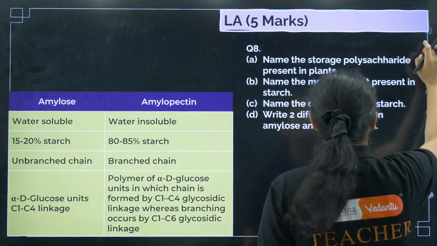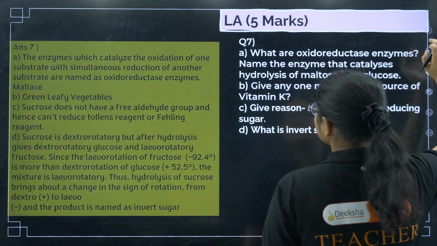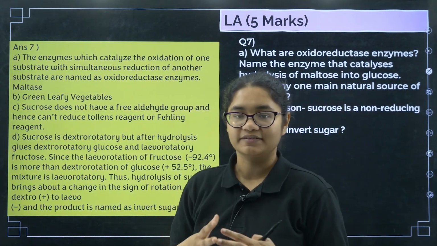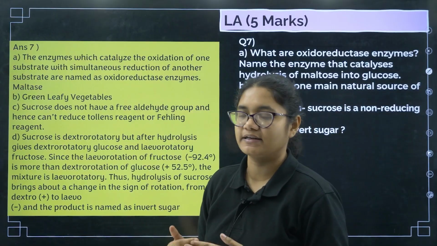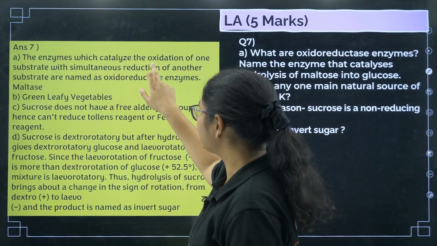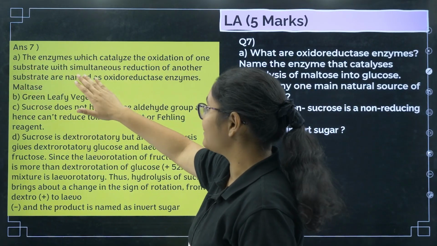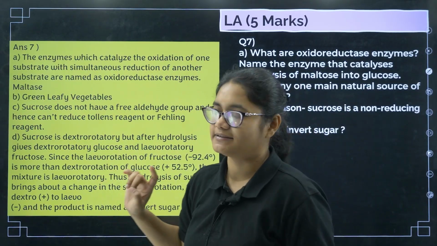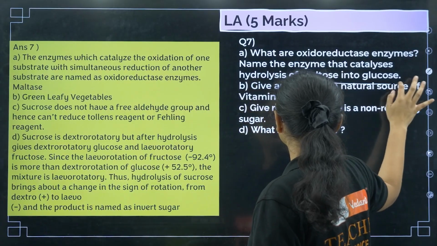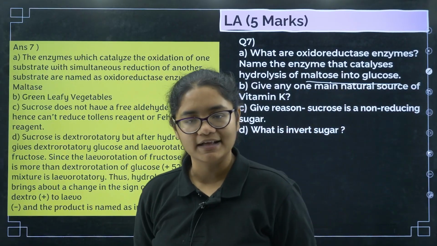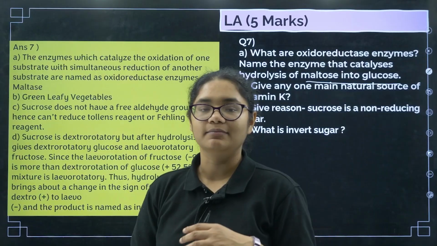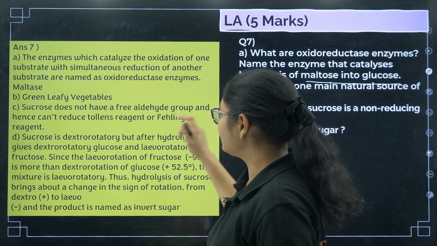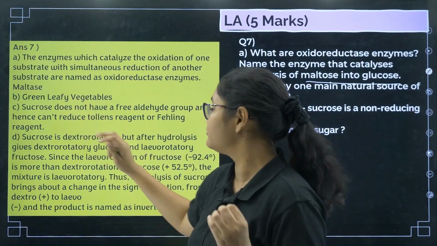Let us see the question. Oh, sorry. So what is an oxidoreductase enzyme? Those enzymes which help in oxidation and reduction simultaneously are called oxidoreductase enzymes. The enzymes which catalyze the oxidation of one substrate with simultaneous reduction of another substrate are named oxidoreductase enzymes. Next, which enzyme is used for maltose hydrolysis? It is maltase. It is very easy to guess. Enzyme names are generally named after the substrate on which they act. Next, the source of vitamin K is green leafy vegetables.